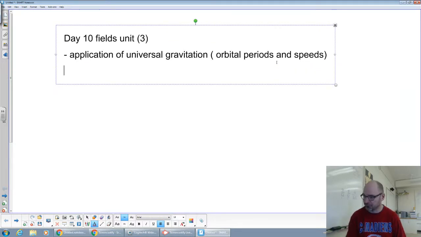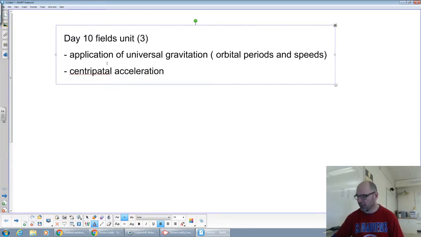So the first thing we've got to look at is centripetal acceleration. Centripetal doesn't have two A's in it, it's got an E there. Okay, and that's what we're going to apply first.